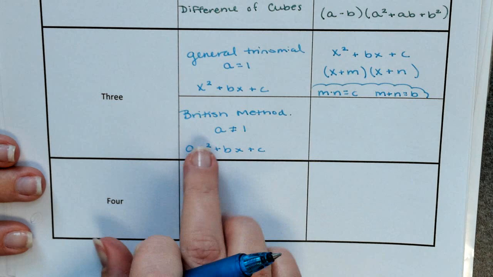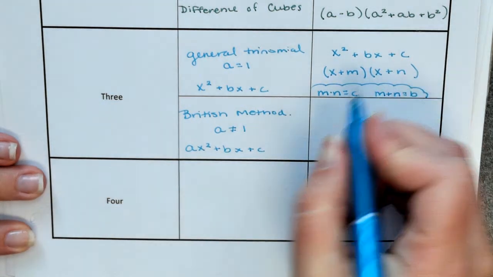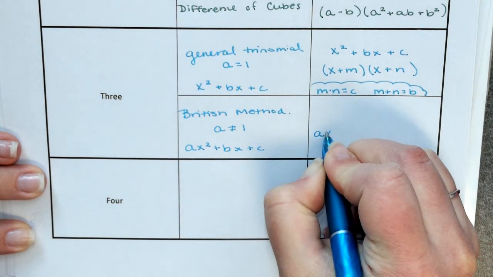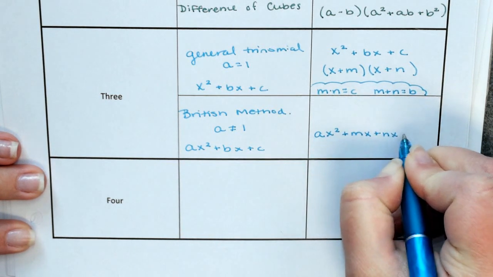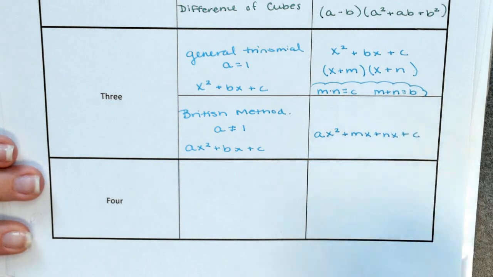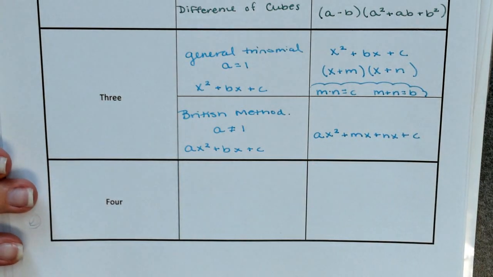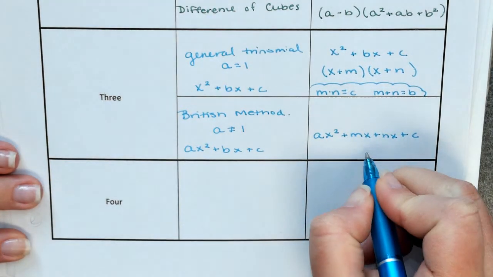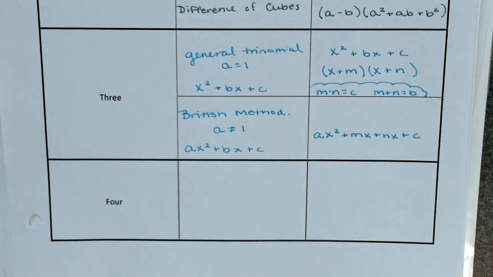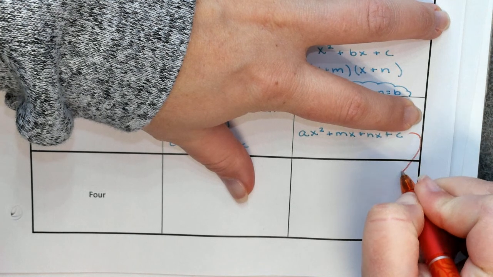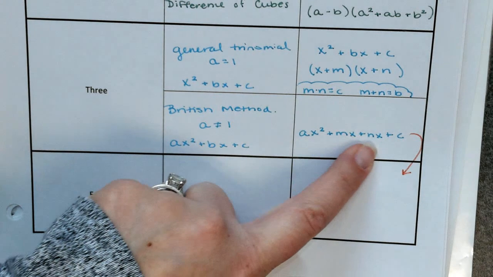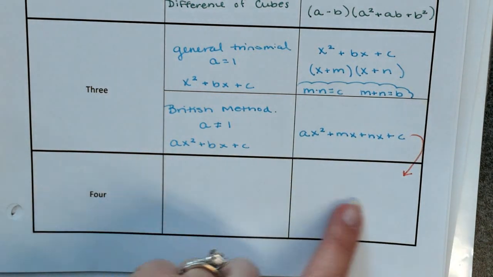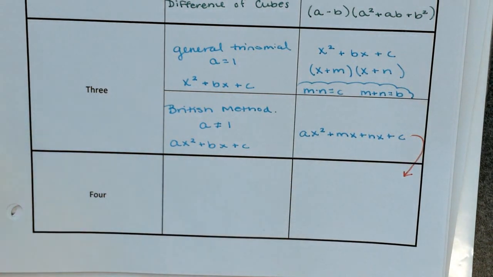then what you do is you break apart this bx term, so it becomes ax squared plus mx plus nx plus c. So you broke apart the x term into two different terms, and then that actually allows you to solve it down here, which is by grouping. This turns it into a 4-term polynomial, which then you would go into this spot down here.